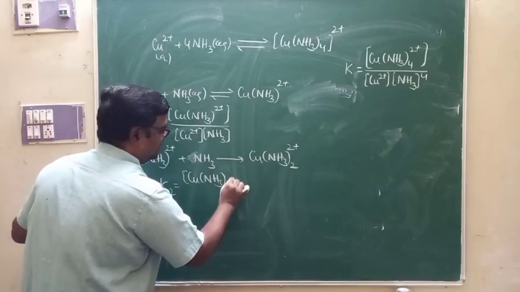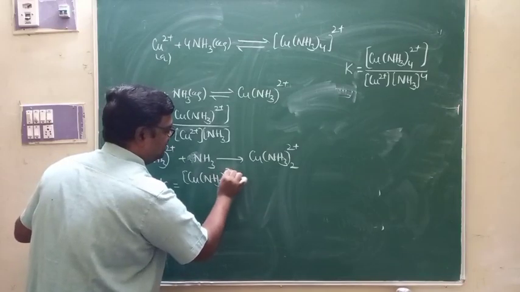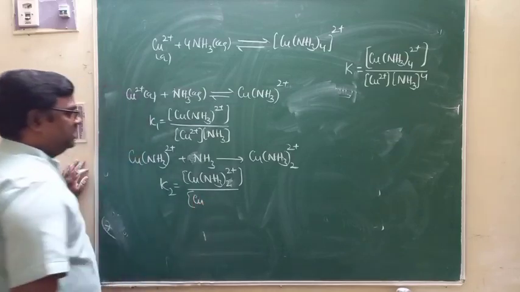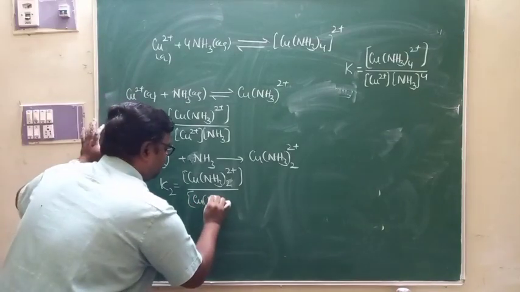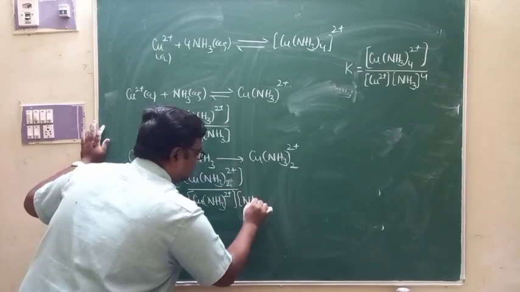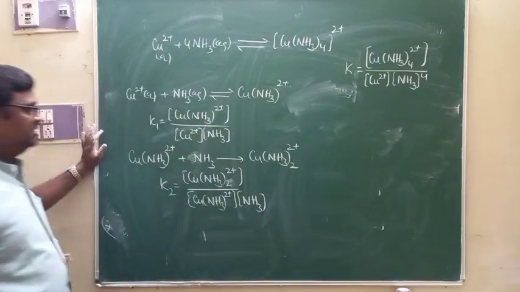And for that, association constant K2 is equal to Cu(NH3)2 2+ divided by Cu(NH3) 2+ into NH3. This is for the second step.